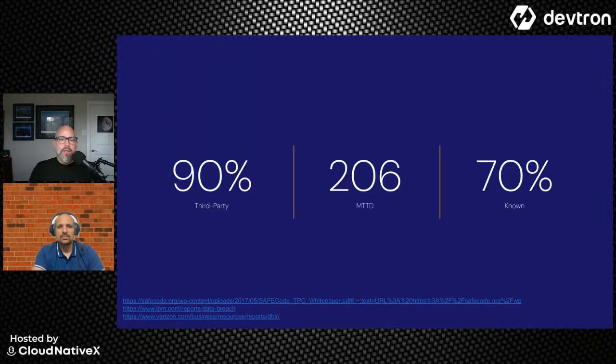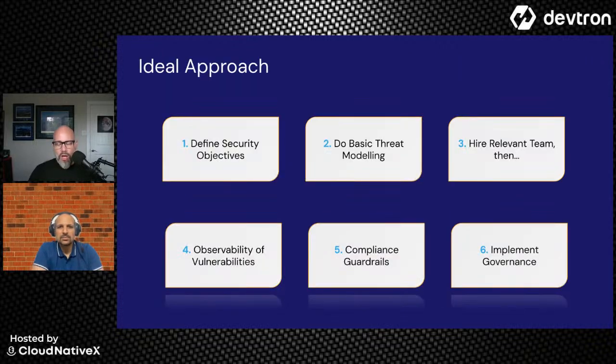of. All right. So we talked about, in the title, there's a strategic approach, right? And so in the title of this conversation. And so this ideal approach that most companies follow are these 6 steps. So step 1, define your security objectives. Step 2, do some basic threat modeling. Step 3, make sure you hire the relevant people. And then you can move on to doing these 3 things at the bottom. And these 3 things at the bottom are what we're really going to focus in on.